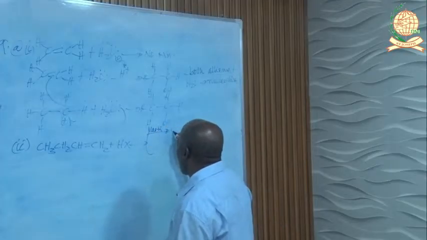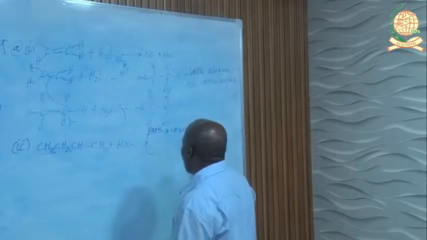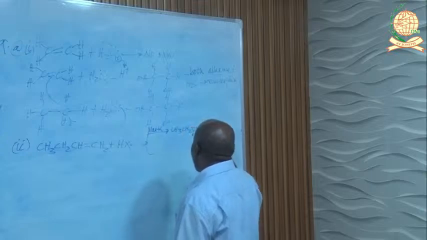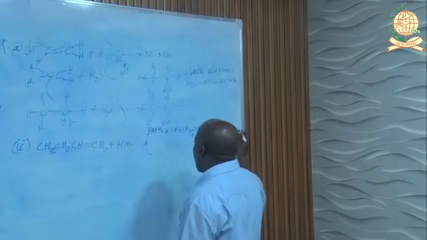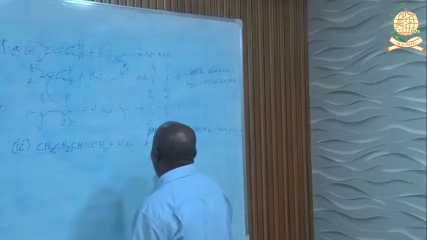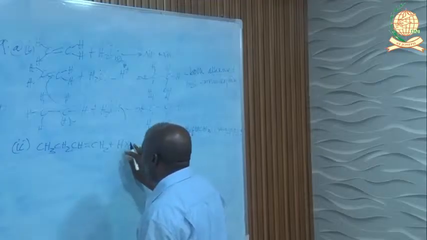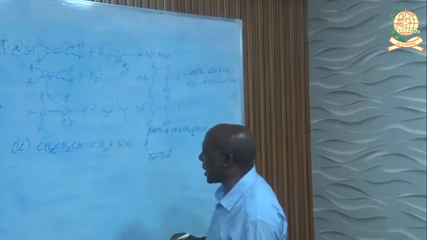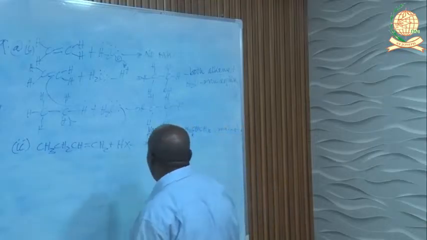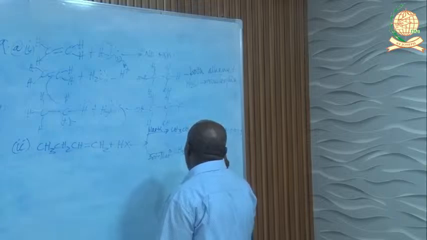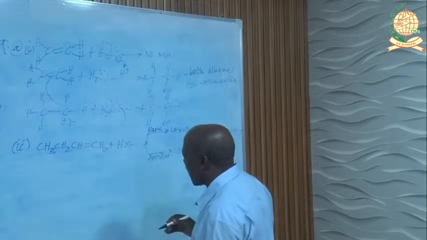So the product will be CH3, CH2, CH, X, then the CH3. So this is your major product, major product according to Markovnikov's rule. Now anti-Markovnikov's is where the hydrogen from hydrogen halide will attack the carbon carrying fewer hydrogen atoms. This is CH2, then CH2, CH2, CH2, then X. So 2 products are formed.